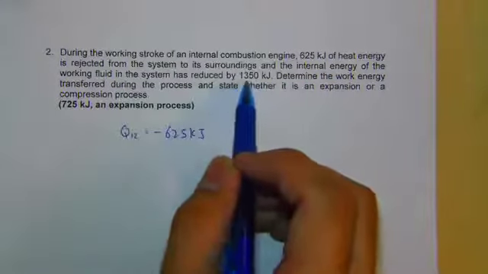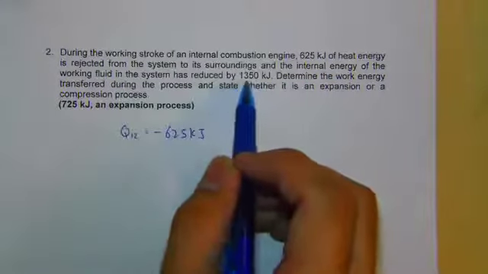Next we'll move on to question number 3. Again we have a closed system. During a non-flow process, 280 kilojoule of heat is supplied to the system. So it's Q in, meaning it is positive 280 kilojoule. This is the given information.